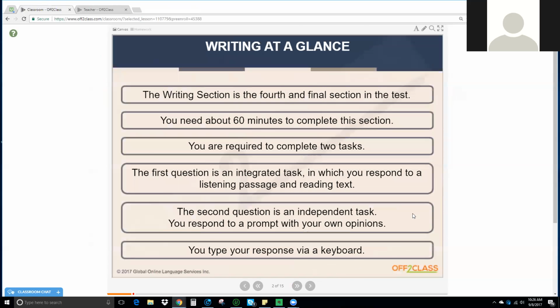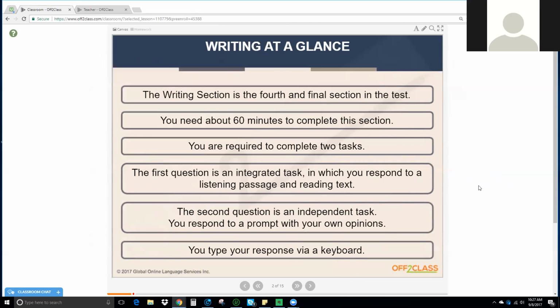Okay. So the writing section is actually the last part of the test. You're going to do listening, speaking, and reading first. Not necessarily in that order. I'm not sure. I don't recall the order. The writing section takes about an hour. And since you are timed, it should take exactly an hour. And there will be 2 tasks.